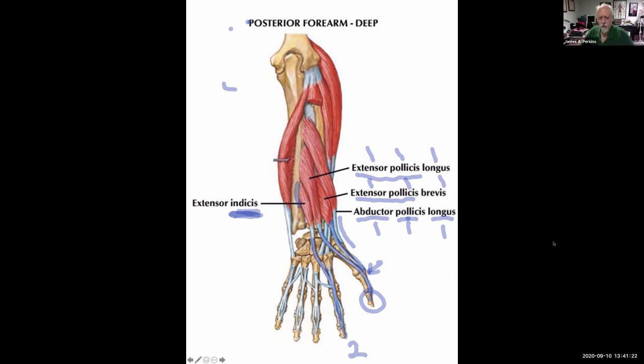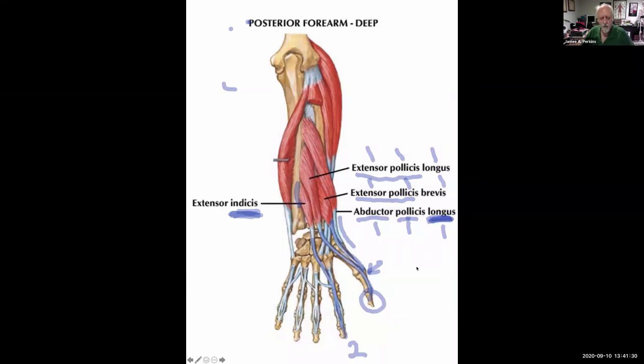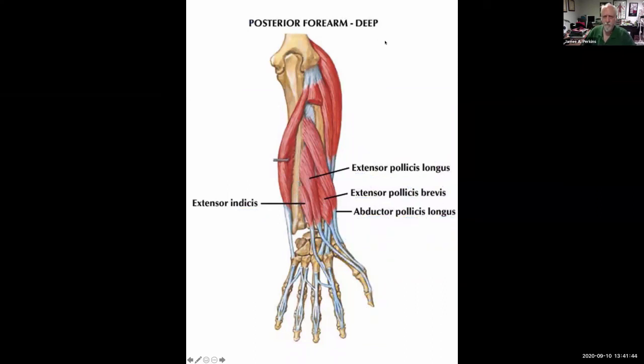Now it's called longus. So whenever there's a longus, there must also be a brevis somewhere. But we don't see any brevis here, and we've run out of muscles. There is no brevis here in the posterior forearm. The abductor pollicis brevis is actually located in the palm, and we'll see that when we talk about or dissect the hand.